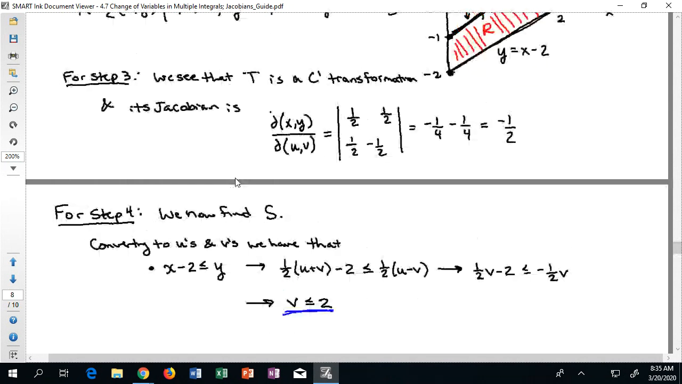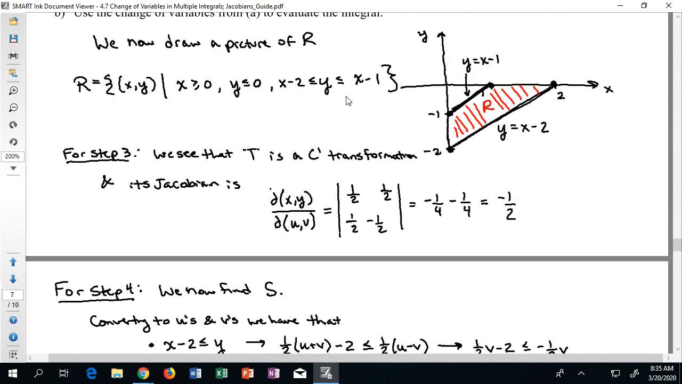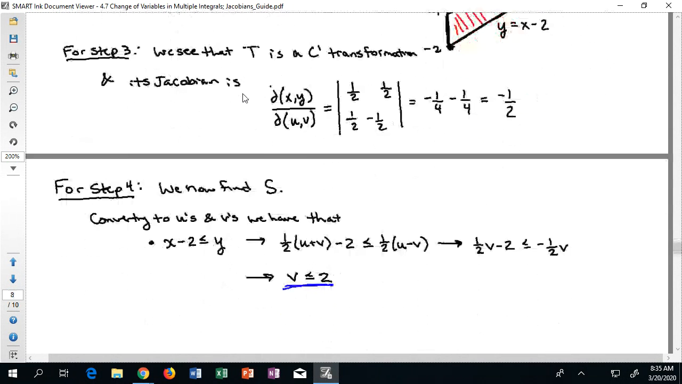Notice I have a couple other inequalities that I need to change. I need to change this other boundary, and I need to change the final two boundaries. Essentially, I'm changing all of these individual sides. I'm just dealing with them as inequalities. So let's take a look.